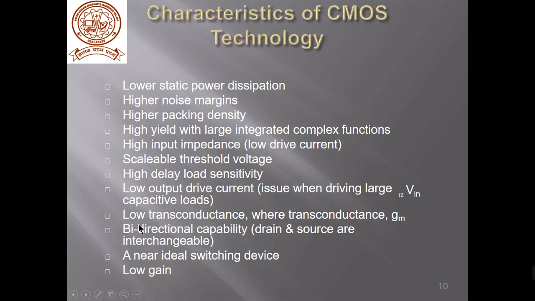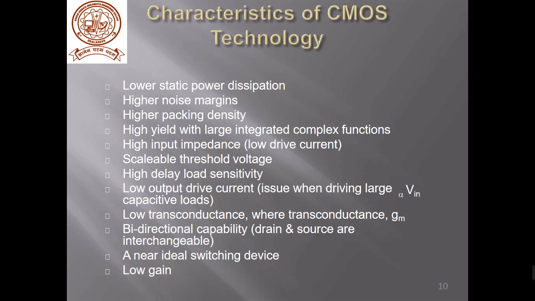And coming to the low transconductance, an important point is its bidirectional capability. In CMOS technology, we have drain, source and gate. Here the source and drain are both interchangeable. We can use the drain as a source and the source as a drain.